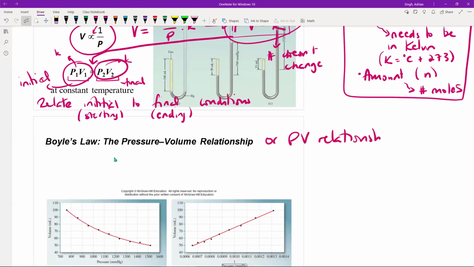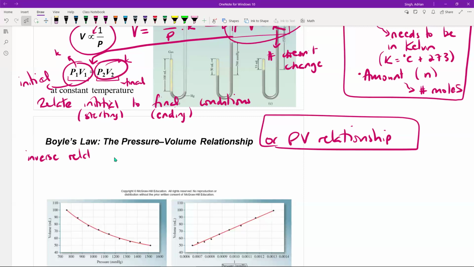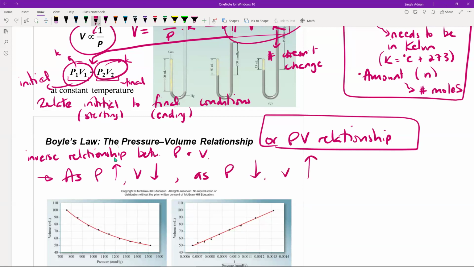Now, what this means is, and we've seen there's an inverse relationship between these two, between pressure and volume. So what this means is that as the pressure increases, the opposite happens to the volume. The inverse happens to the volume. That means the volume would have to decrease. And then conversely, as the pressure decreases, the volume is going to have to increase as a result of this inverse relationship between those two parameters for our gases.